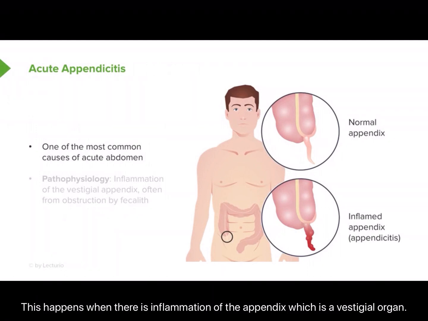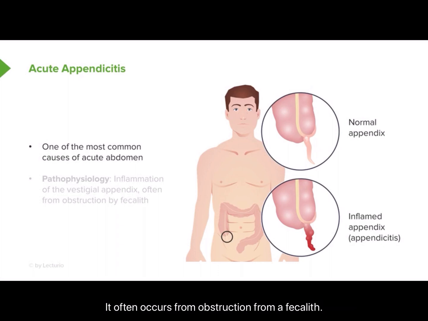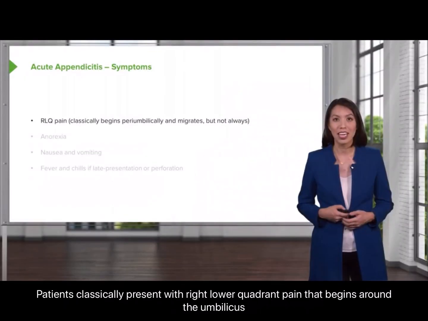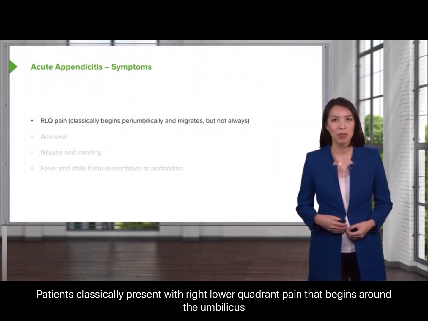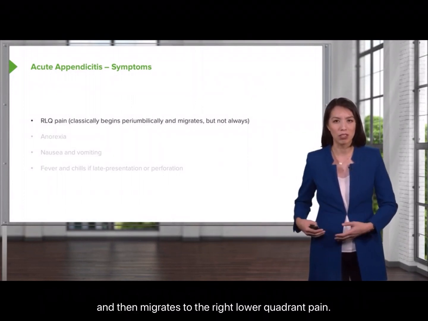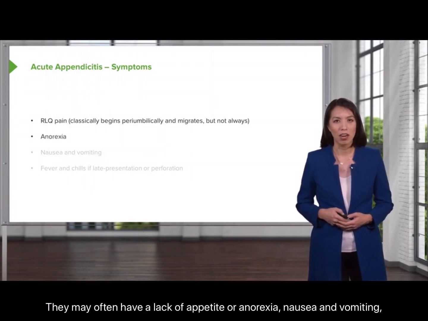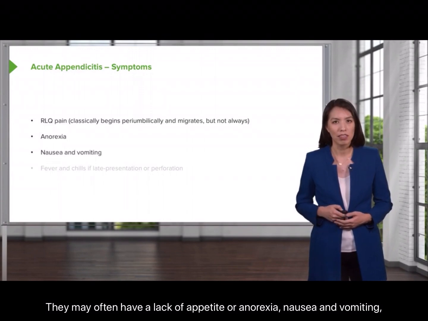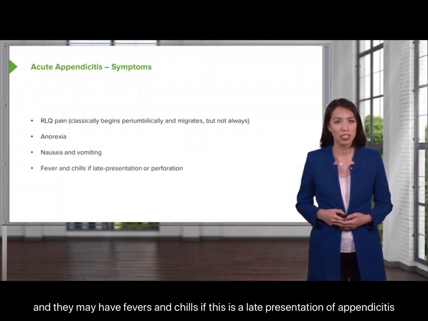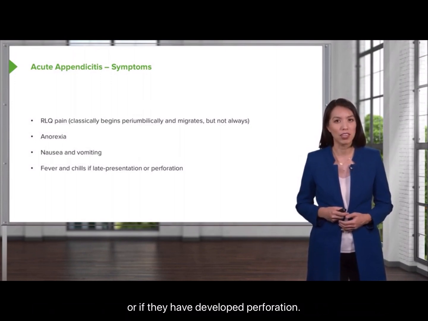One of the most common causes of the acute abdomen is acute appendicitis. This happens when there is inflammation of the appendix, which is a vestigial organ. It often occurs from obstruction from a fecalith. Patients classically present with right lower quadrant pain that begins around the umbilicus and then migrates to the right lower quadrant. However, note this is not always present. They may often have a lack of appetite or anorexia, nausea and vomiting, and they may have fevers and chills if this is a late presentation of appendicitis or if they have developed perforation.